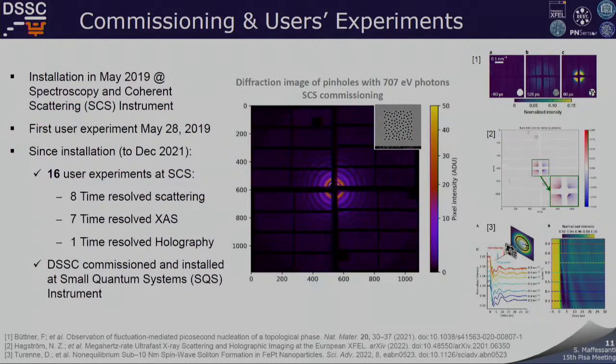The camera was installed in May 2019 at the Spectroscopy and Coherent Scattering instrument at the European XFEL, and the first user experiment was in May 2019. Since then, and up to December of last year, 16 experiments have been performed despite the COVID situation, and this year 4 more experiments at SCS are foreseen for the first semester. And in the meanwhile, the DSSC camera has also been commissioned in the other instrument for the soft X-ray at the European XFEL, the Small Quantum Systems, for performing 1 experiment.